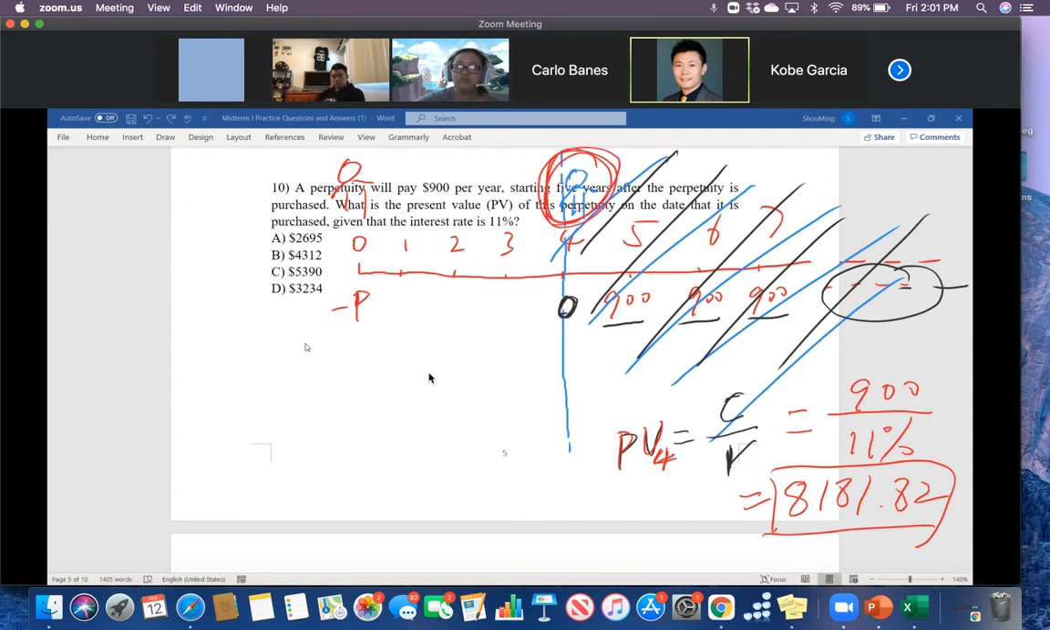But in fact, when do we purchase this property? Actually, we purchased this property today, in year 0. So now we need to further figure out what is the value in year 0.